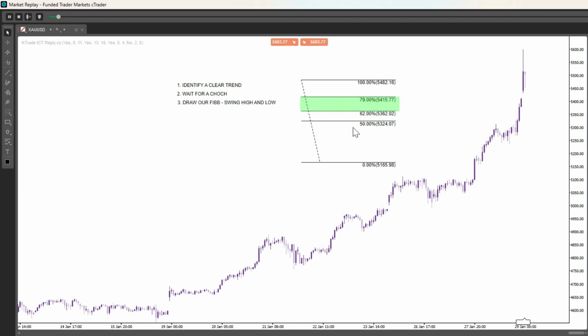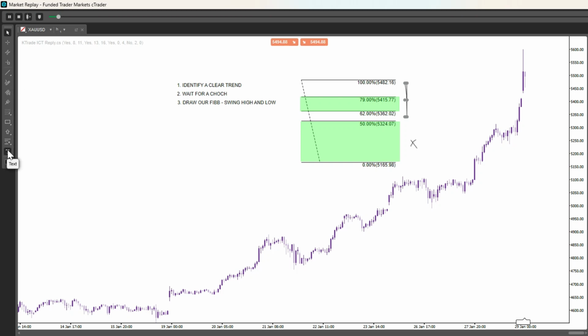Anything from 0 to 50 is the premium zone, and we don't take trades over here. We do not take trades over here. No trade is taken over here, but we look to take trades in our discount zone. Does it make sense?